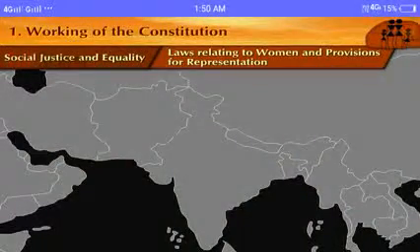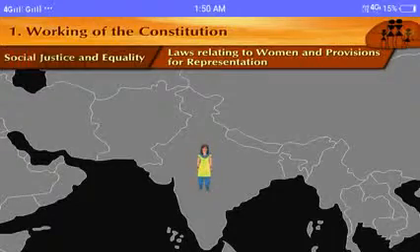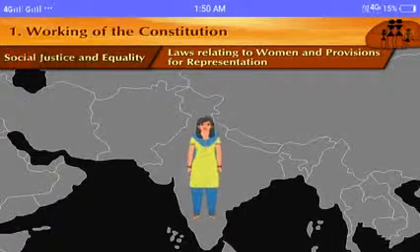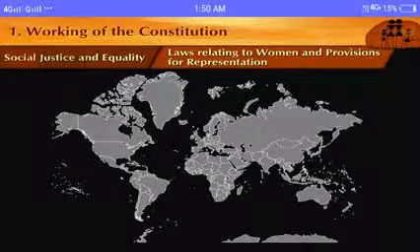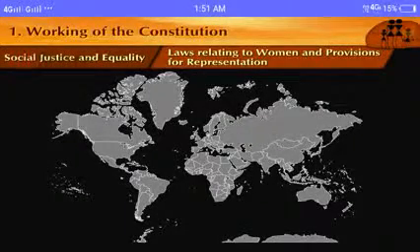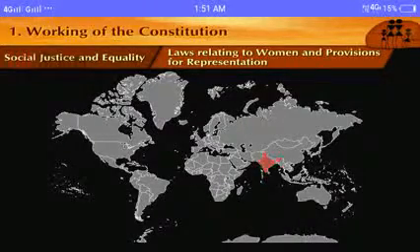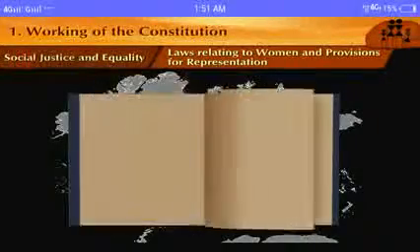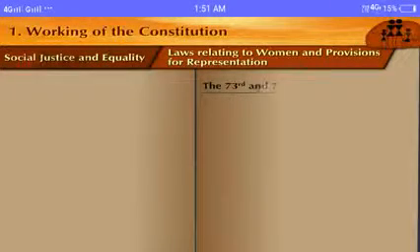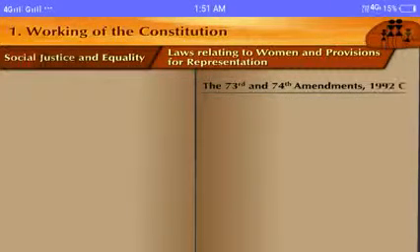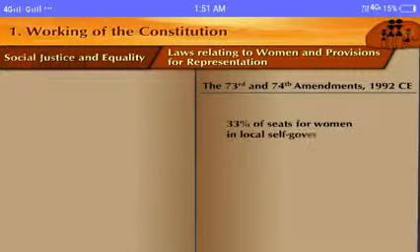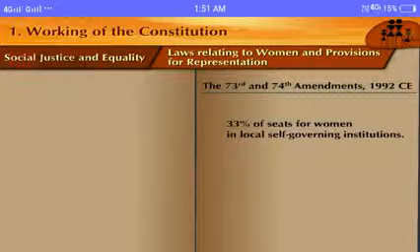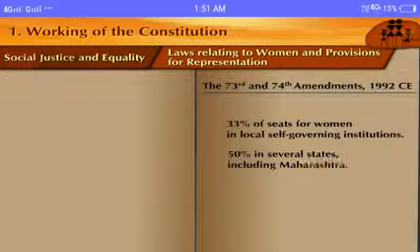In India, from the very beginning, women had less representation in politics and political institutions. Many countries in the world had made efforts to increase representation of women. From this perspective, changes were taking place in India as well. The 73rd and 74th Amendments, 1992 CE, reserved 33% of seats for women in local self-governing institutions. This percentage had been raised to 50% in several states, including Maharashtra.